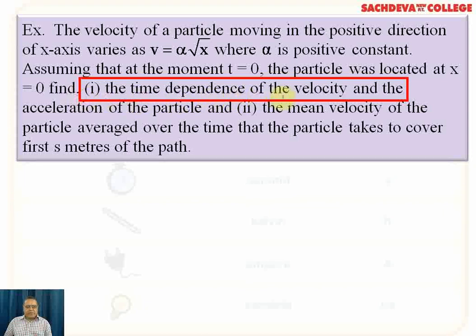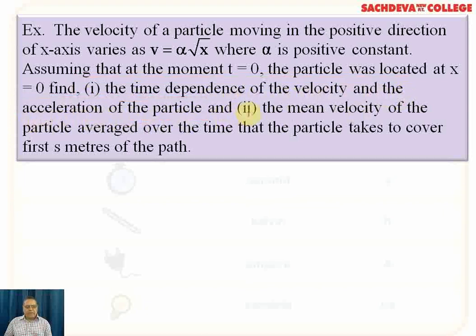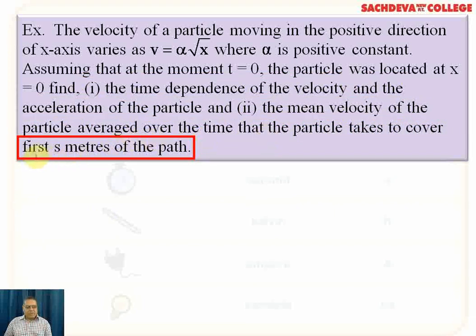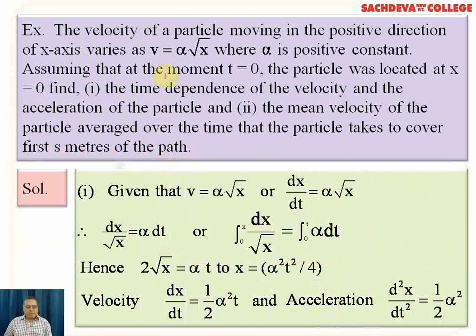Now we have to find the time dependence of the velocity and the acceleration of the particle, and the mean velocity of the particle averaged over the time that the particle takes to cover the first S meters of the path. So in order to solve this question, first of all we say that v is equal to alpha root x. This is what is given to us. We square this number, v square will be equal to alpha square x, and finally we take dx over dt. So dx over dt means taking the derivative of displacement with respect to time, and it will become alpha root x. Now from this, we write dx over root x is equal to alpha dt, and we integrate this function, and after integrating, we come to the conclusion that x is equal to alpha square t square over 4. So we have to use the concept of basic integration and derivatives in this particular problem.